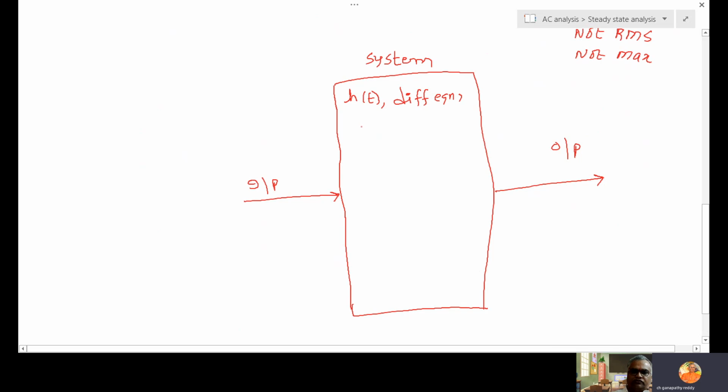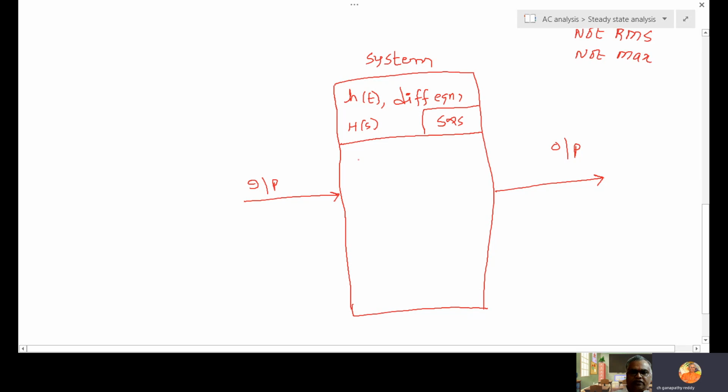d square y by dt square minus 10 dy by dt, like the differential equation. Or it can be h of s. So these are the three different methods: h of t impulse response, differential equation, system transfer function. System can be described in so many ways. But this notation generally we study in signals and systems.